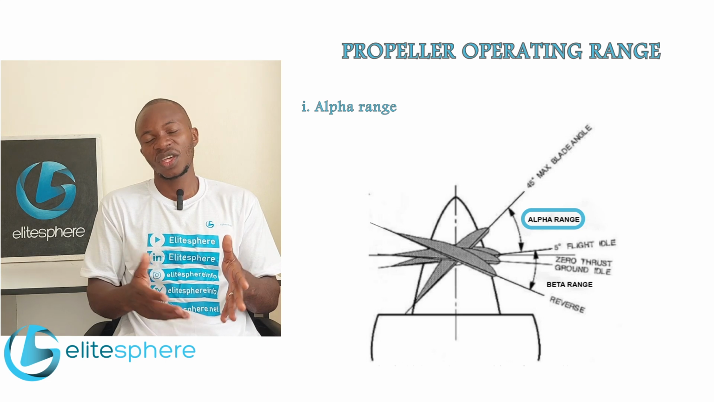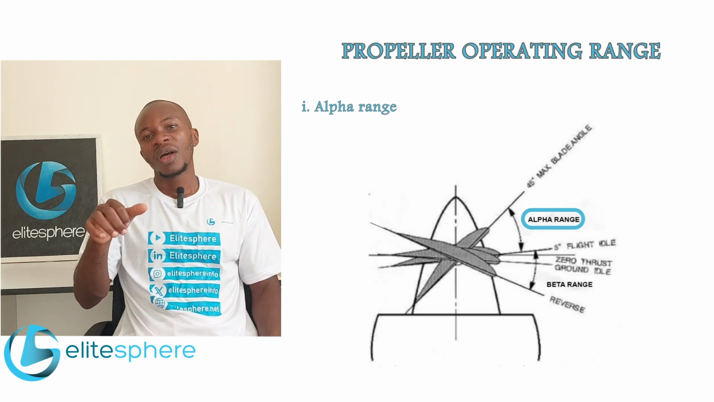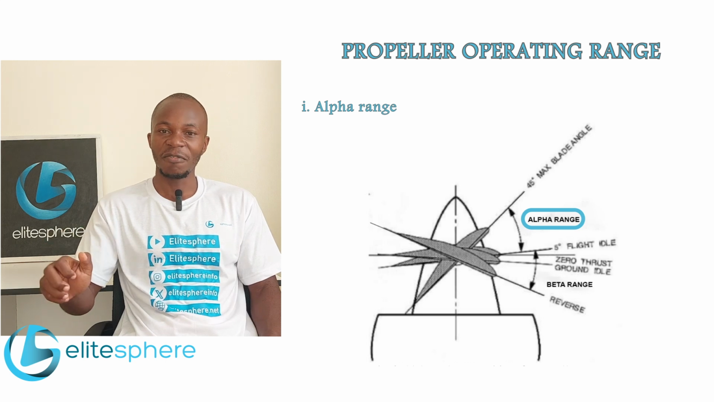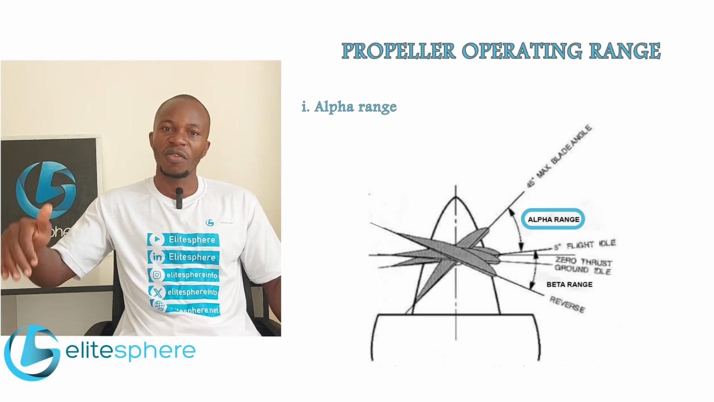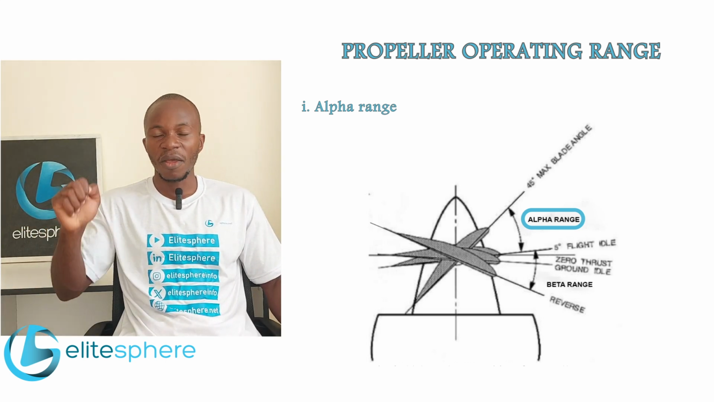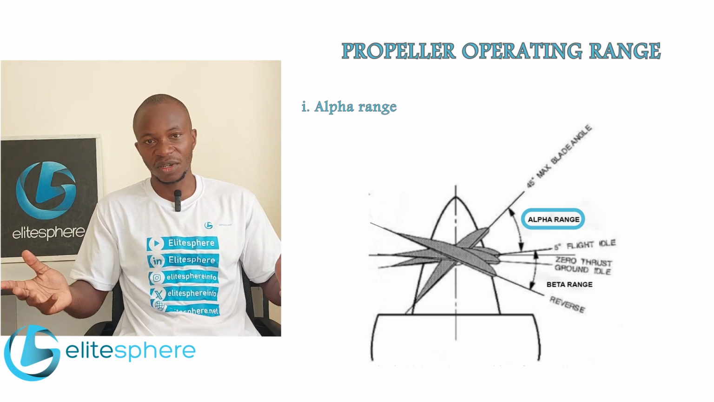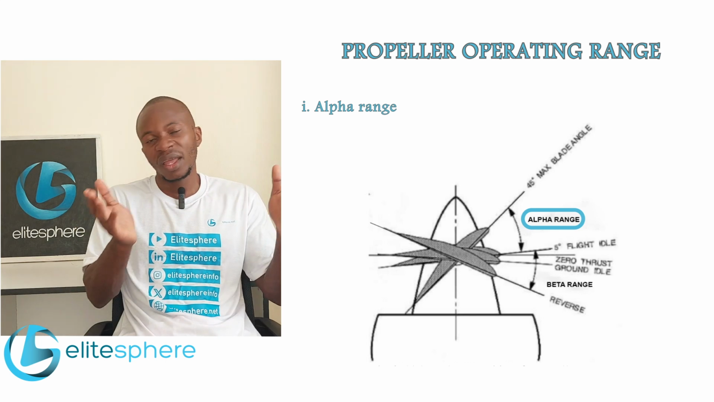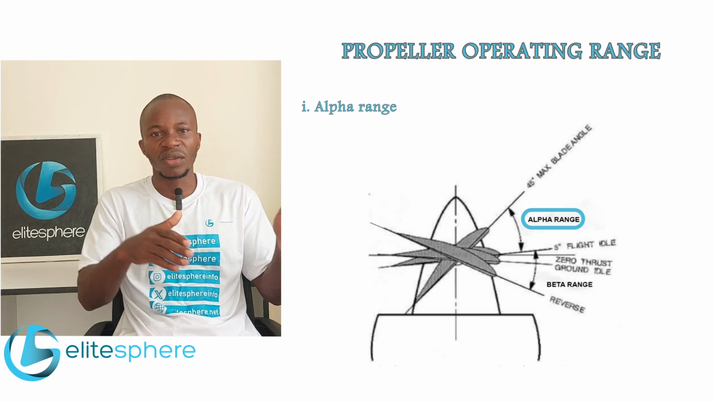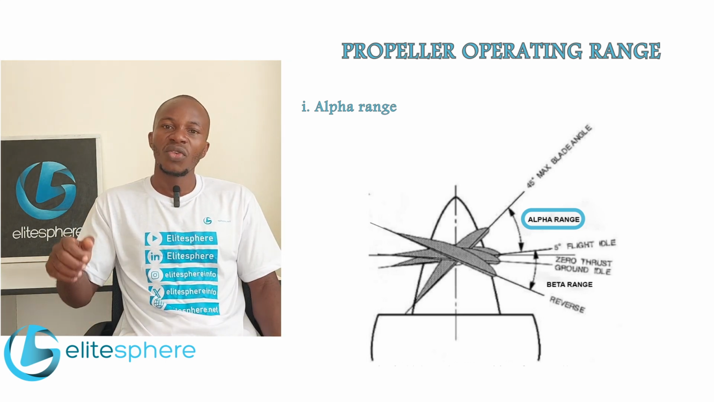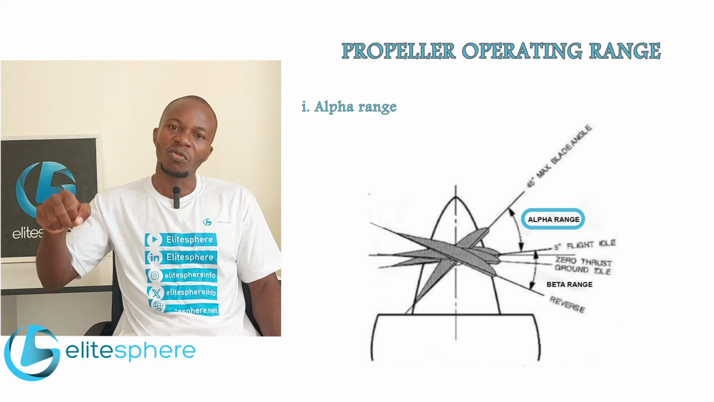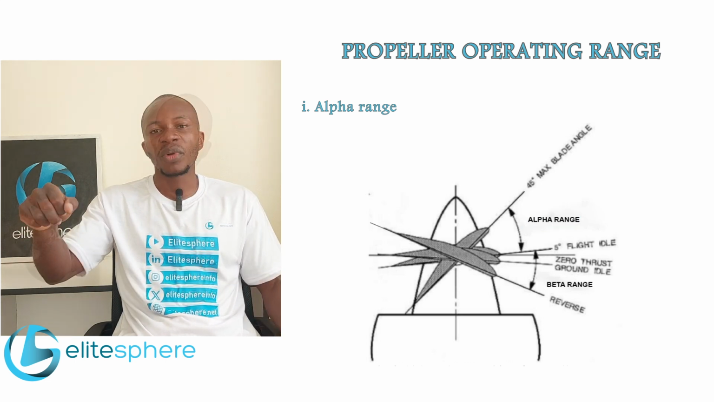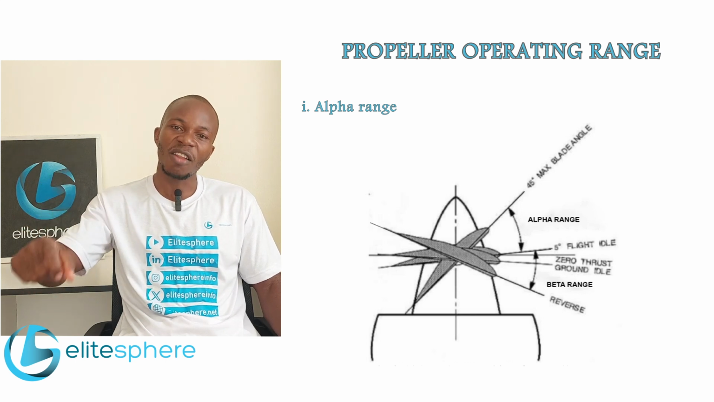Now the difference between the alpha range and the beta range is this. During alpha range, the propeller pitch variation is done using a propeller lever. There's a lever in the cockpit that is specific for adjusting the blade angle on some aircraft, though on some aircraft this is done automatically by different components that are fitted on a propeller system. So whenever you use this lever to vary the blade angle, and this happens in flight, you are operating the propeller in the alpha range.